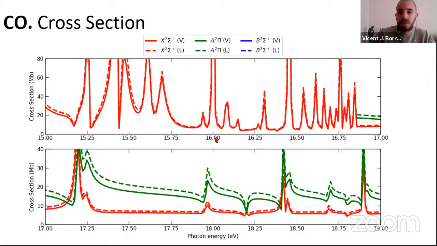For the first threshold, we observe that there are a lot of resonances, and the same for the second threshold. The red line is the continuum of the first sigma parent ion, and the green line is the continuum of the pi parent ion. So what we observe is that there are several resonances, and as we will see in the next slides, these resonances are going to change the photoelectron angular distributions.